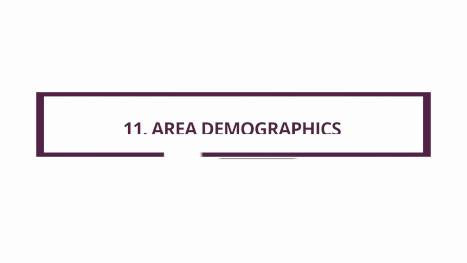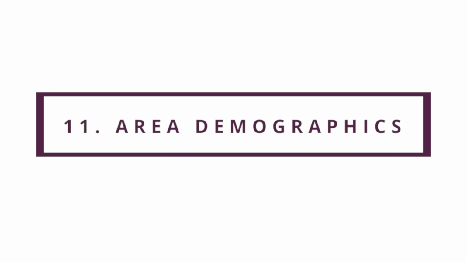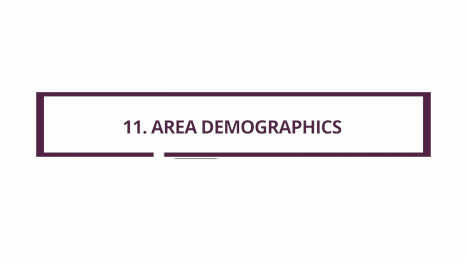Number 11 is area demographic videos. These are where you would go in and you would say the demographics for Santa Rosa Beach. You can simply go to the sheriff's department and get crime statistics, how it relates to other areas. You can go to the school district and get the information on how the schools compare to the rest of the state and then the rest of the nation.